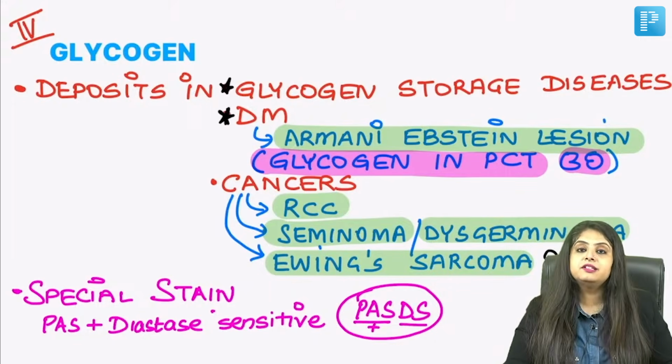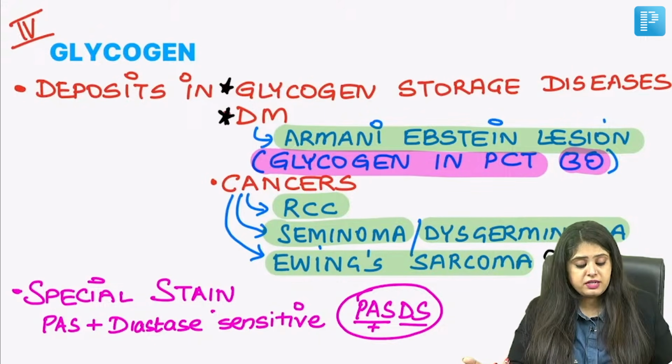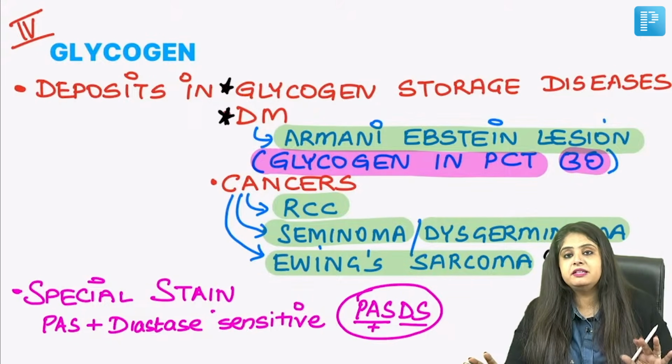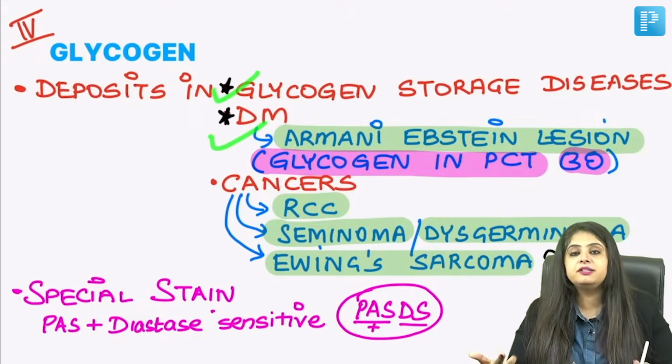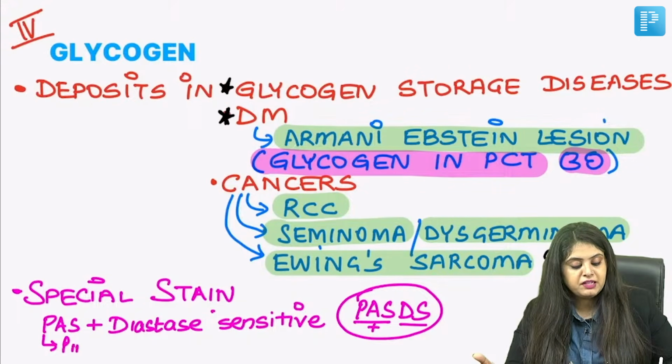Are we all clear with this? Can I move on to the next slide, guys? Yes, because glycogen is done. I have got the entire glycogen for you in one flashcard for you to easily remember. Glycogen storage diseases, diabetes, cancers. Stain, PAS positive. What is the color of PAS? P for PAS, P for pink.